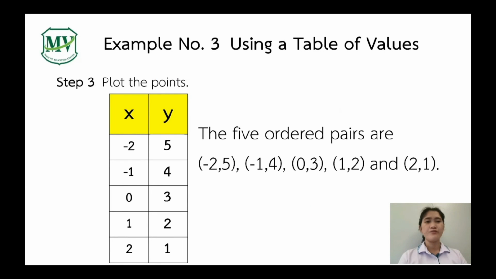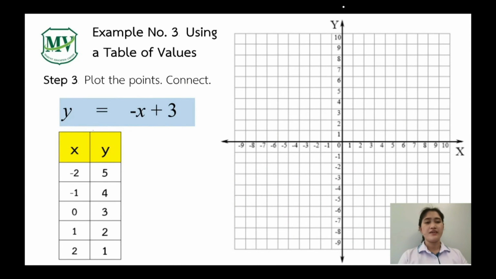Okay, let's plot these points. Negative 2, 5, left 2, up 5. Negative 1, 4, left 1, up 4. 0, 3, from the origin, up 3. Next, 1, 2, and then 2, 1. Connect it with a straight line, and this is the line of y equals negative x plus 3.